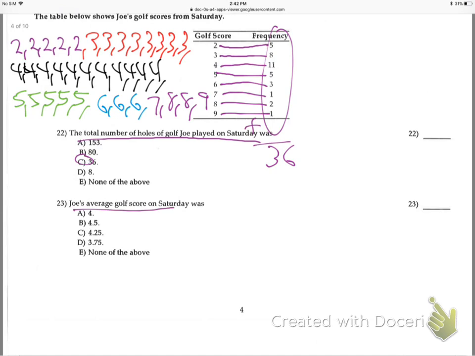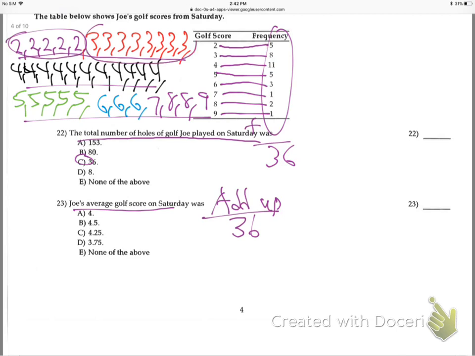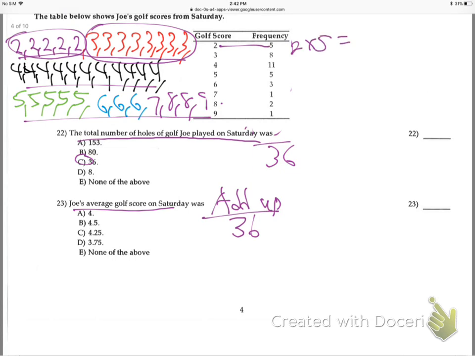Joe's average golf score. How do you figure Joe's average golf score? The average here means add up and divide by 36. There's 36 total. Now, how are we going to add all those up? I got to add all these numbers up. Well, you can use multiply. 5 times 2, 8 times 3. In other words, we would go 2 times 5, 10, 3 times 8, 24, and just add them all up and divide by 36, and you'll get the average.